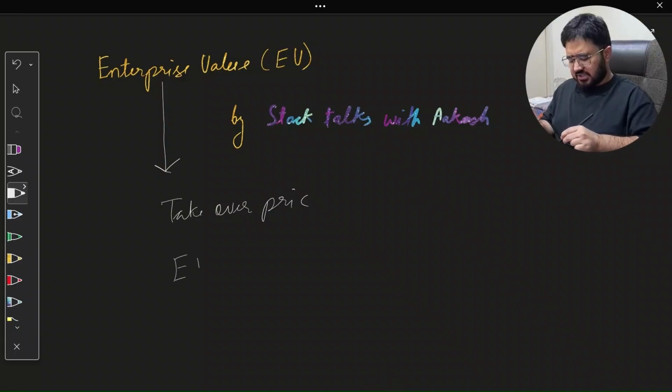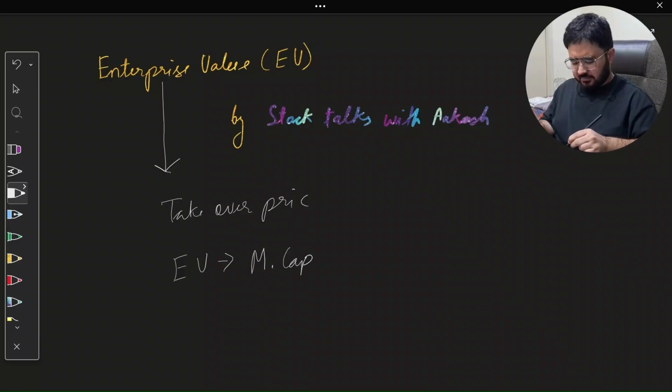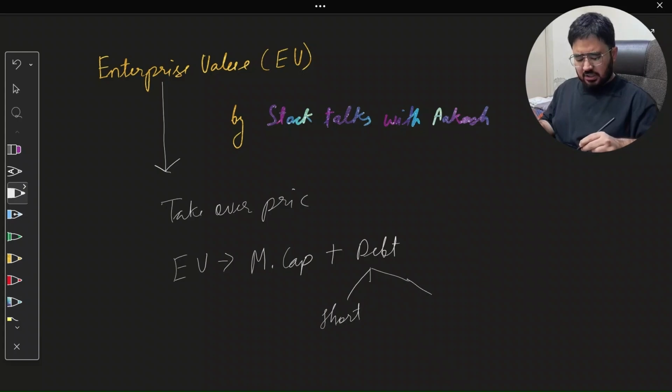Now, let's see how it is calculated. So, to calculate it, you have to buy all the shares, which is market cap. Now you have to also pay all the debts that the company has, and that includes short term debt and, of course, the long term debt, minus the cash and cash equivalents. And there are two optional things.